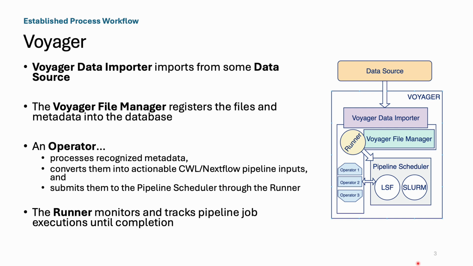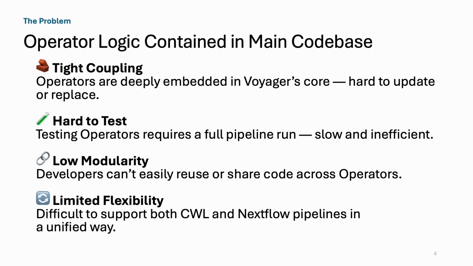That being said, as Voyager grew, our initial implementation placed core execution logic directly into the main codebase. While this setup worked early on, it quickly became a bottleneck. In the current setup, operators are tightly bound to Voyager's core architecture. That makes updates or replacements a delicate process: risky, time-consuming, and often disruptive.